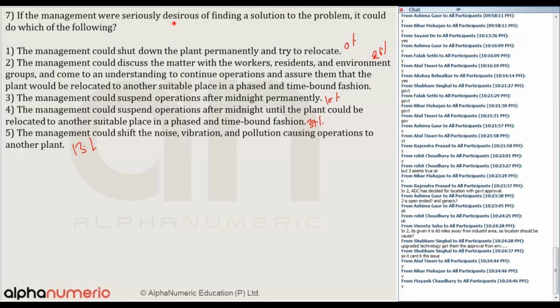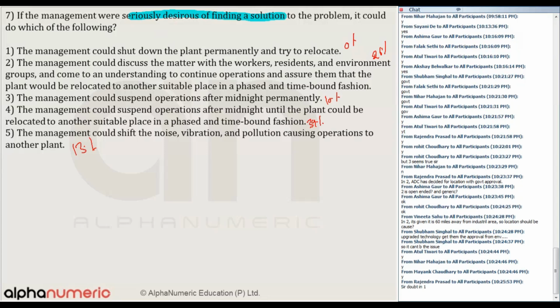It says, if the management was seriously desirous of finding a solution to the problem, it could do which of the following? Okay. Now, whatever solutions they are trying to find, it actually depends upon 2 things. The factory should be beneficial, as well as to the people, because there are 900 local residents working in that company. So it should be beneficial to both of them, the management as well as the local workers.